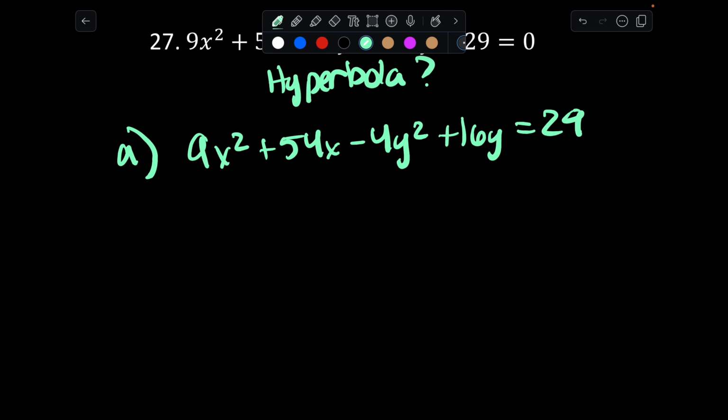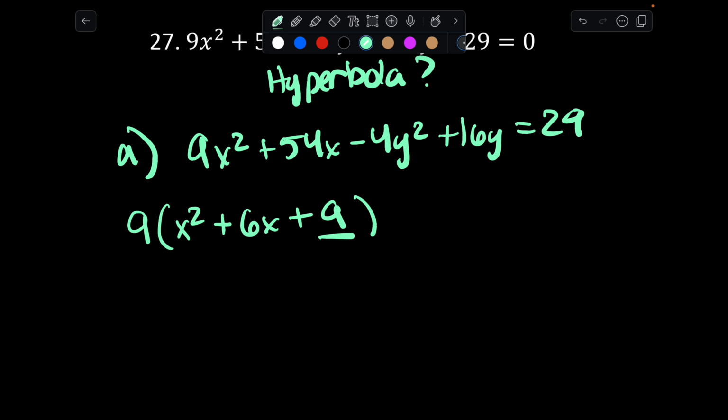Okay, so let's see. Well, to make this easier for you, for the x's, we can factor out a 9. For the y's, we can factor out a 4. So let's go ahead and do that now. So we factor out a 9 because eventually you will need to isolate your leading terms so that they have a coefficient of 1. Okay, so we'll factor out the 9. 54 divided by 9 is 6. And if we complete the square here, which we're going to have to do anyway, 6 divided by 2 is 3. 3 squared is 9.